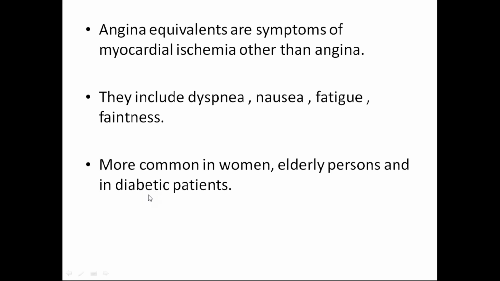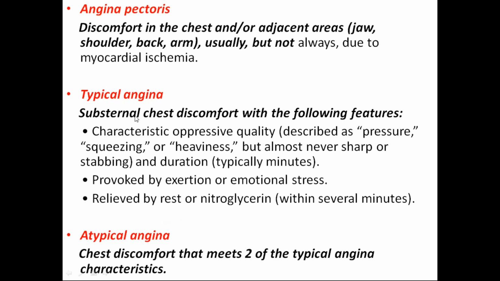And this type of MI presenting in diabetic patients is called silent MI. The angina pectoris, discomfort in the chest and/or adjacent areas. Adjacent areas means, as we have already discussed, the back, interscapular region, arm, jaw, shoulder, usually but not always with MI. Typical angina: substernal chest discomfort with the following features.